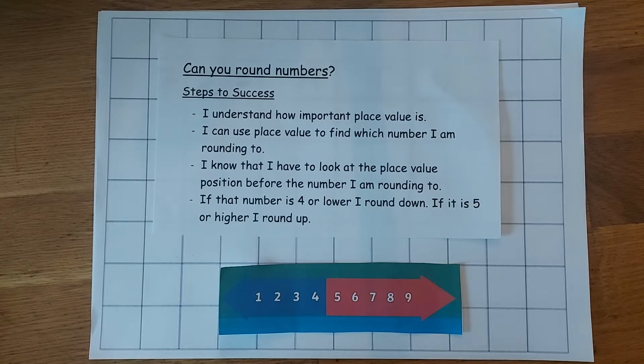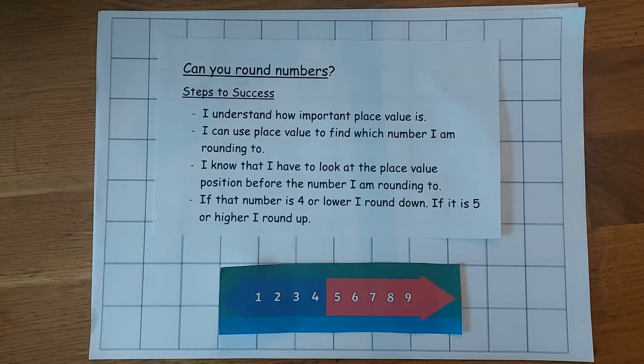And we use it when we times by 10, divide by 10, times by 100, divide by 100, times by 1,000. We use it when we do column addition, column subtraction, column multiplication. Place value is an important part of all maths we learn, and it's really going to be important here, okay? So I'll be talking a lot about place value. I can use place value to find which number I am rounding to, okay? So we'll talk through that.